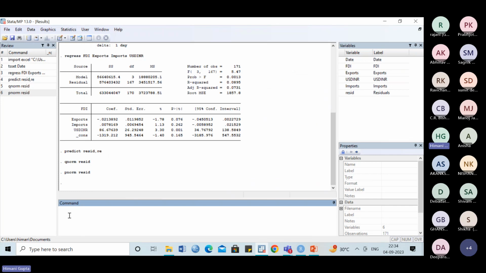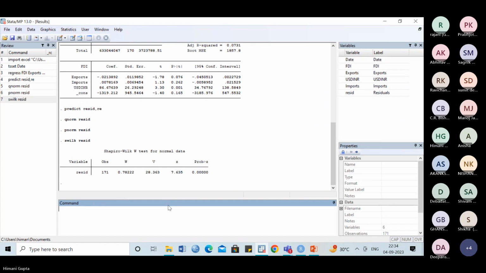Now, if the number of observations is less than 50, use Shapiro-Wilk test, and command is swilk. For Shapiro, we are using S, and Wilk for resid. Now, your probability is 0.000, which is less than 5%. So I can say that my data is not normally distributed. Your diagram is also saying the same thing. Your probability of Shapiro-Wilk is also saying the same thing.